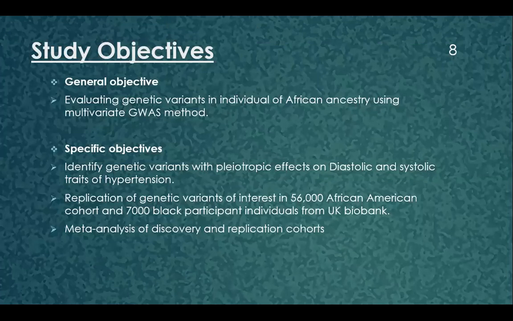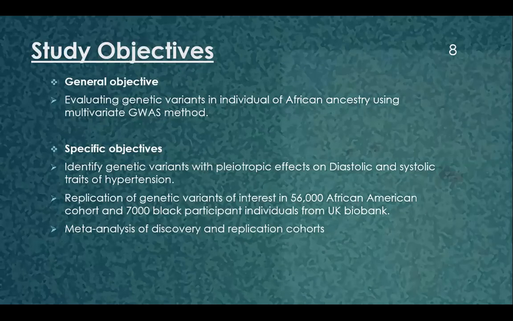which will then be carried out in 56,000 African American individuals in the Million Veteran Program, as well as 7,000 Black individuals in UK Biobank. I would then conduct a meta-analysis of all these cohorts to perform the largest GWAS of blood pressure in Black ancestry individuals.